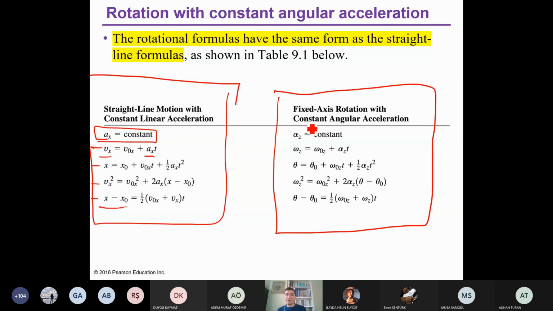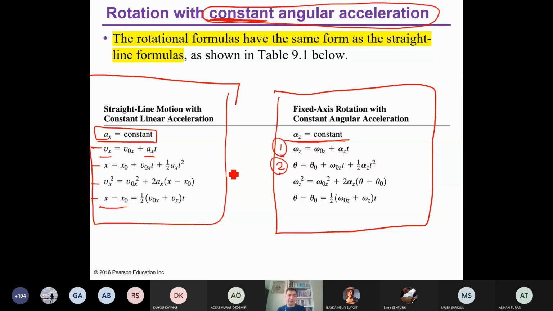But what about the equations when the angular acceleration is constant? We have, more or less, the same equations. Angular acceleration is constant. Then here we have angular velocity, which is given with the initial velocity when the time is 0, plus angular acceleration times time. So this is the second equation. The final angular position, angular coordinate, is given with the initial angular coordinate plus initial angular velocity times t plus 1/2 angular acceleration times t squared.